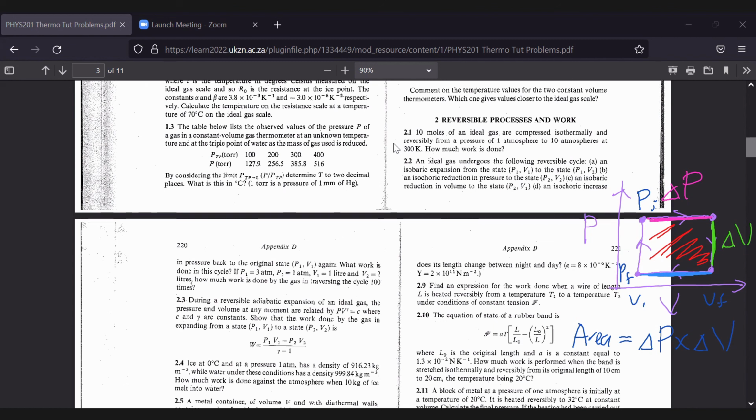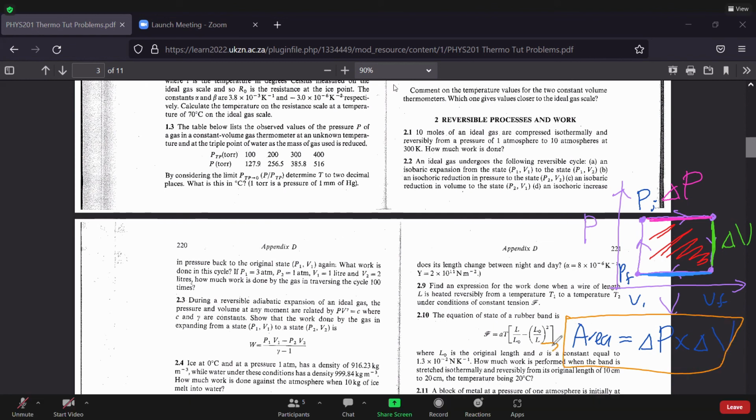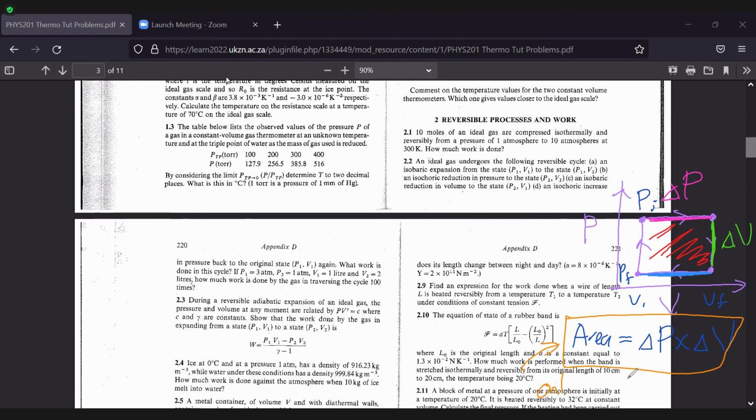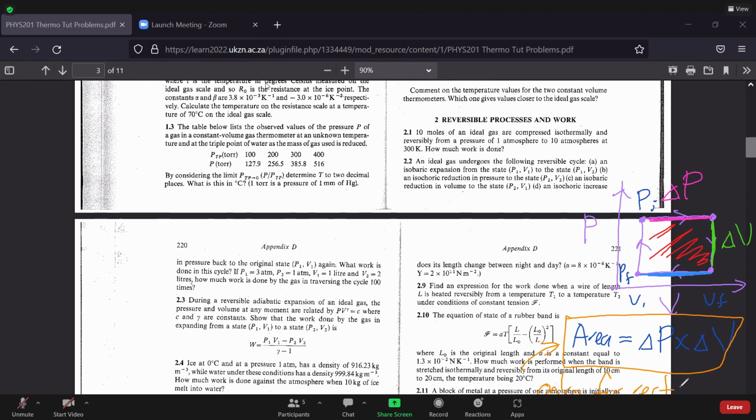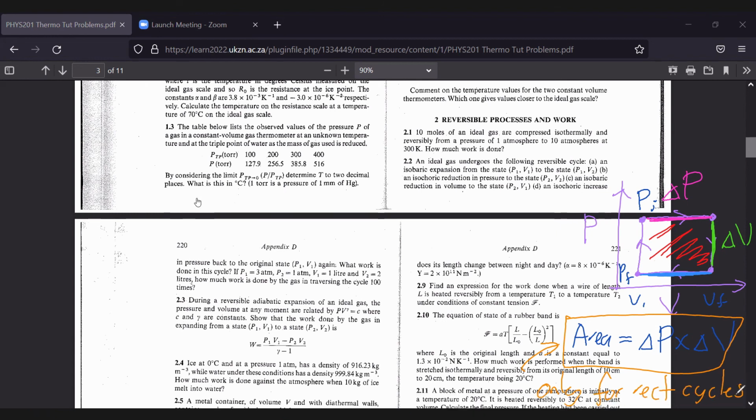I've got a question here. So again, that isn't valid for other cases. Yes, that's right. So that formula over there is only valid for square or rectangular cycles. So just make a little note here. This is only for rectangular cycles. You can't use that in general.